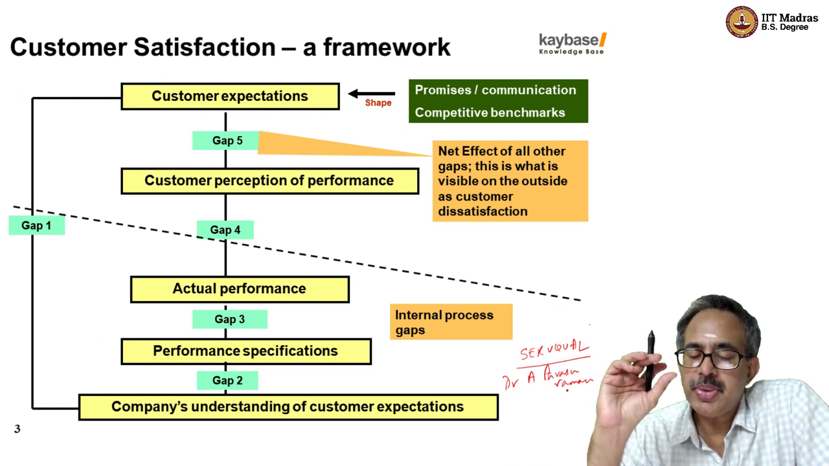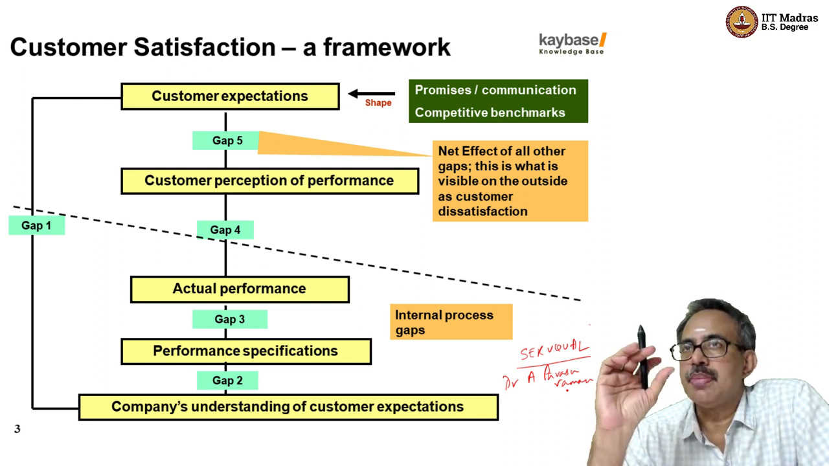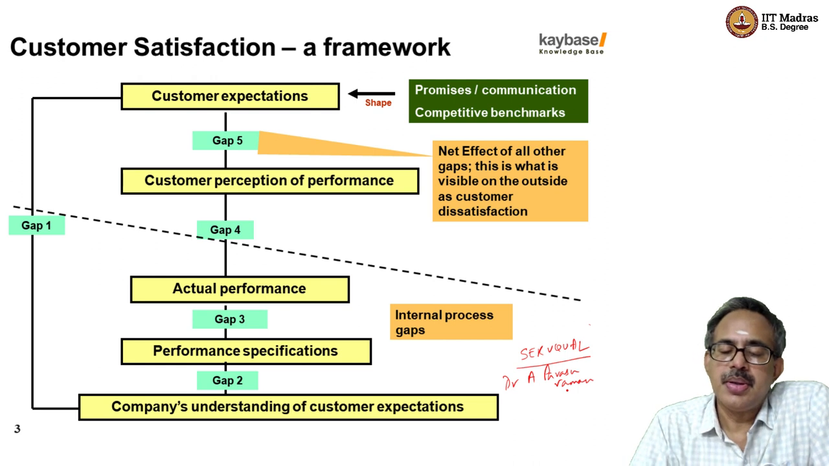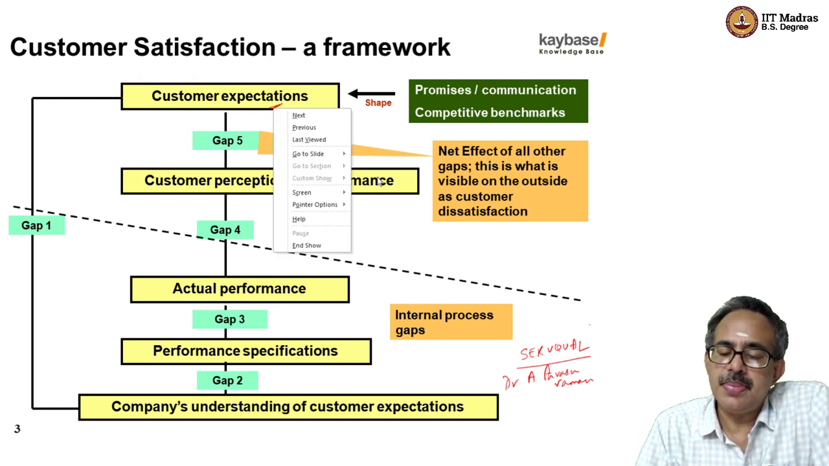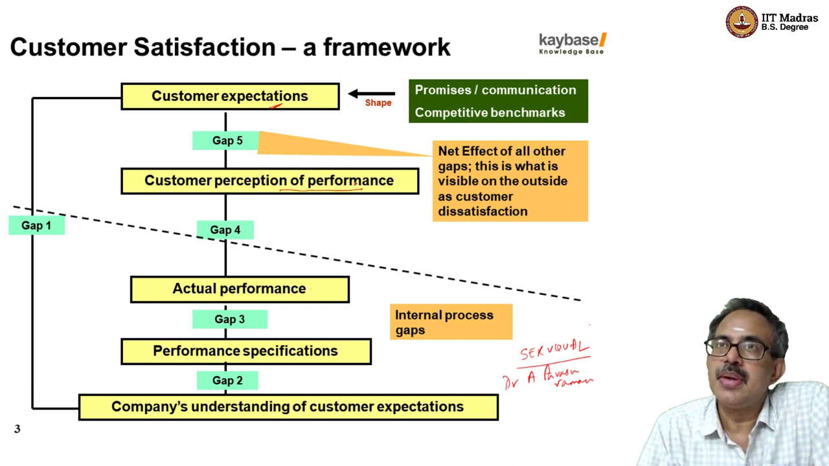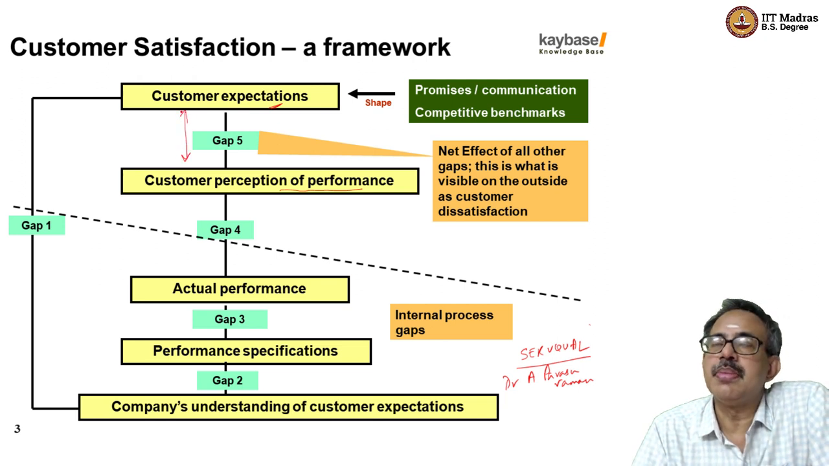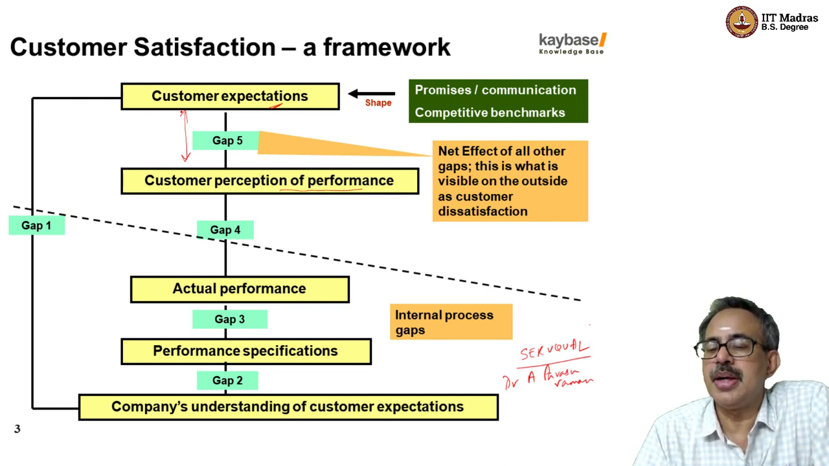Now, why do customers get unhappy? Because they have a certain expectation of service delivery or product delivery. They have a certain perception of what they're actually getting. Now, if there is a gap between these two, they get unhappy. If they perceive that what they're getting is less than what they expected, or worse than what they expected, or different from what they expected, then they tend to be unhappy.